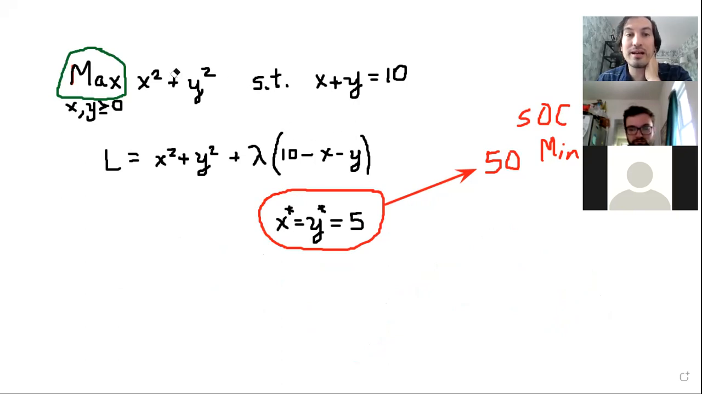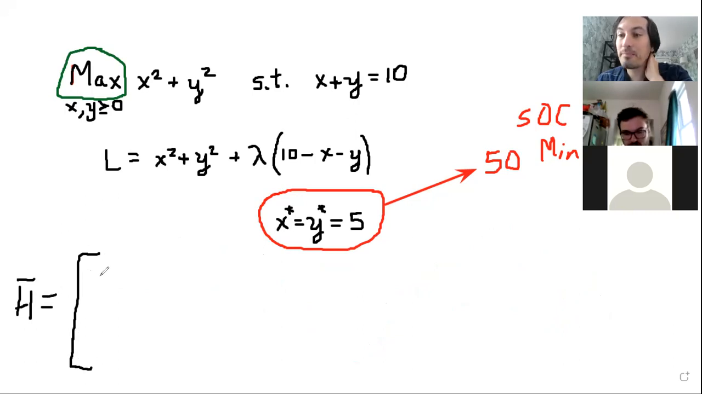Let's write out the bordered Hessian. I call it H bar. H bar equals, it's going to be a 3 by 3 matrix. The top left, do you remember what it is? Goose egg, 0 there, top left. How about the first row? What should I put there?